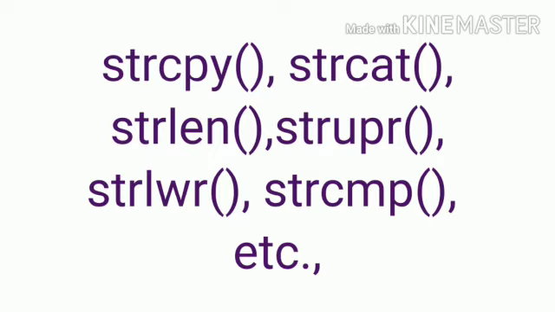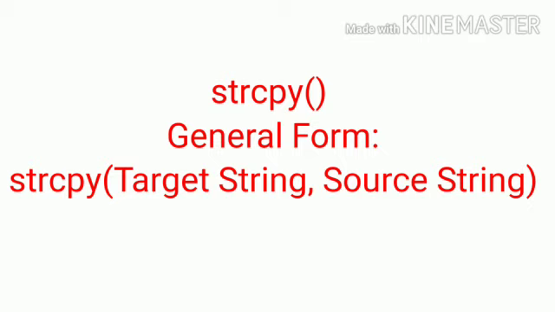strcpy, that is string copy, strcat, string concatenation, strlen, string length, strupr, string upper, strlwr, that is string lower, strcmp means string comparison, and some functions are there in C++ models. First we will learn about string copy.